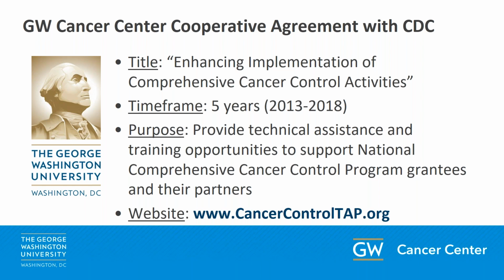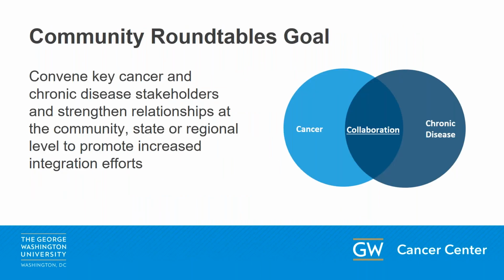CDC funds cancer control programs and coalitions in the 50 states, District of Columbia, 7 tribes, and 7 U.S. territories. They're tasked with planning, implementing, and evaluating cancer control activities. These cancer control coalitions in particular are very similar to what I understand are Hep C coalitions, which feature representatives from many different organizations that have a stake in a common cause.